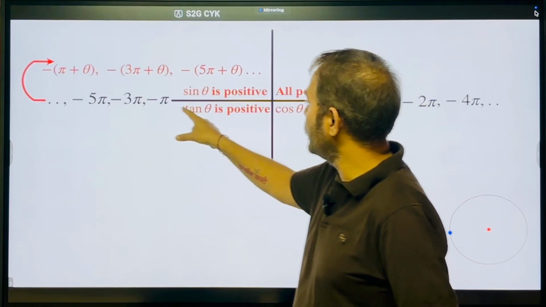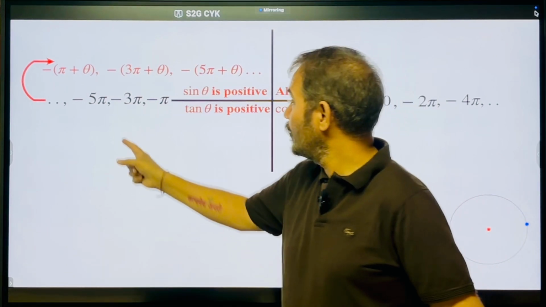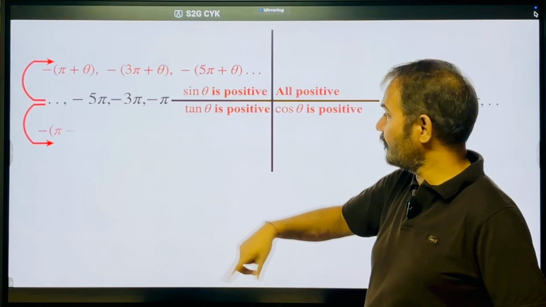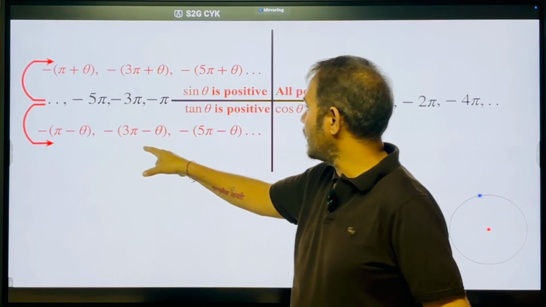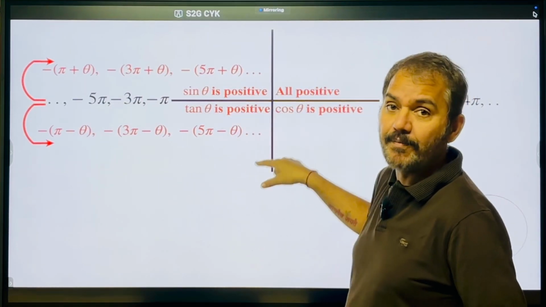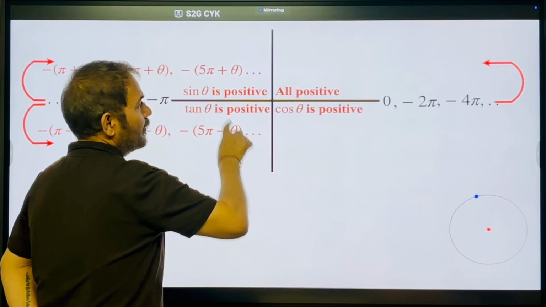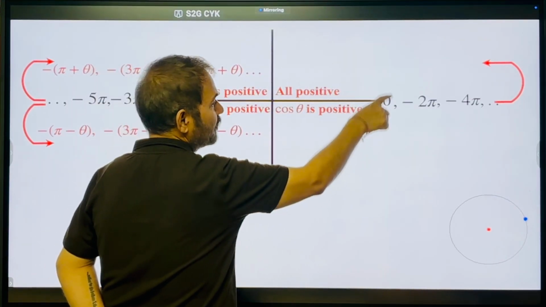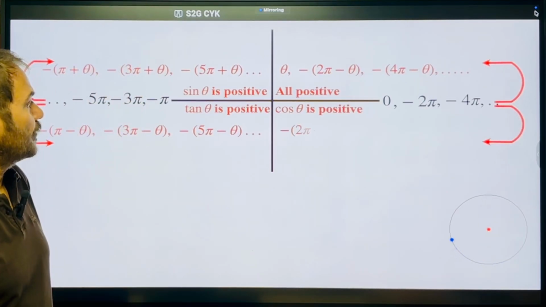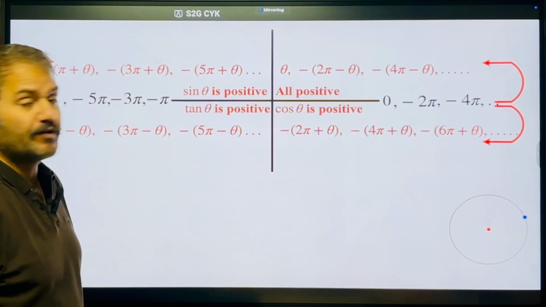Negative of pi plus theta, negative of 3 pi plus theta, negative of 5 pi plus theta, and so on and so forth. For this one, it will be negative pi minus theta, negative of pi minus theta, negative of 3 pi minus theta, negative 5 pi minus theta, because we are moving clockwise, remember. For the next quadrant, it is going to be negative of 2 pi minus theta, negative of 4 pi minus theta, and so on and so forth. And for this fourth quadrant, this is going to be negative of 2 pi plus theta, negative of 4 pi plus theta, and so on and so forth.